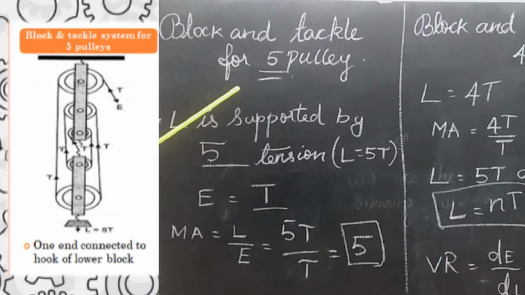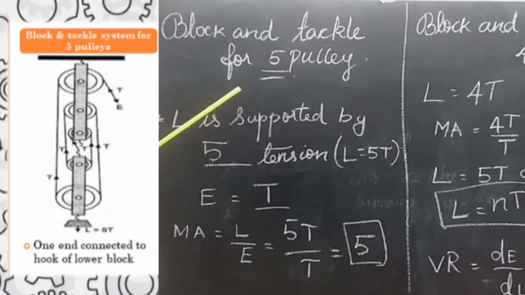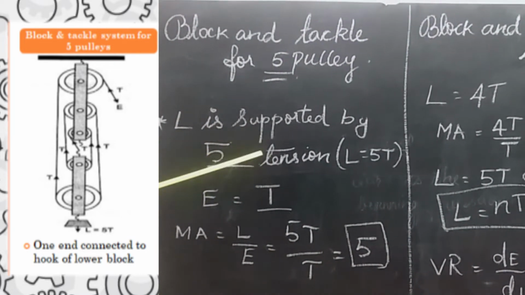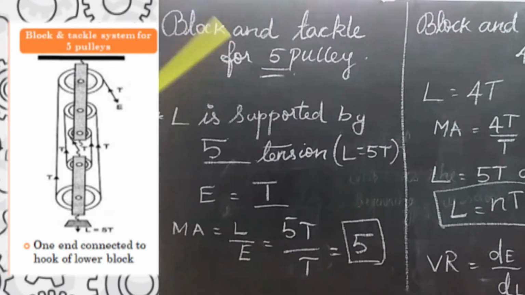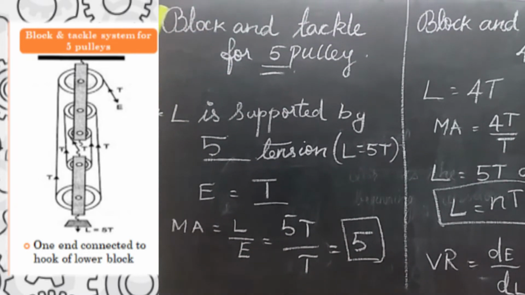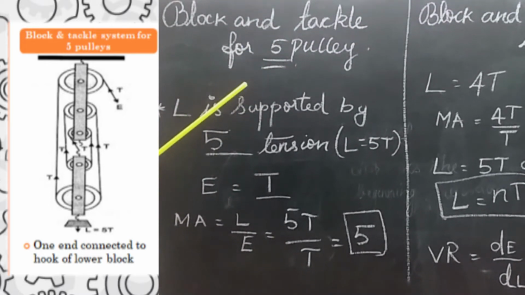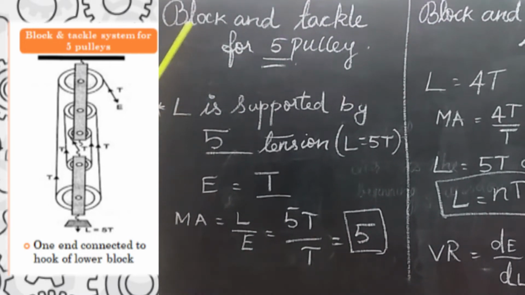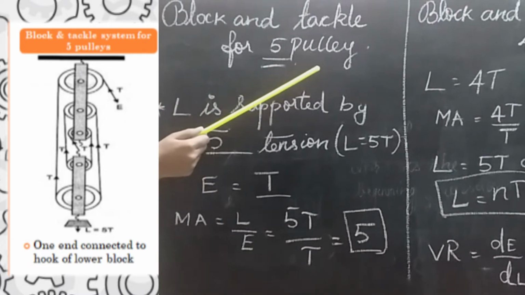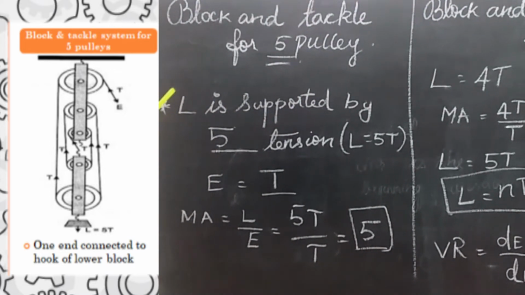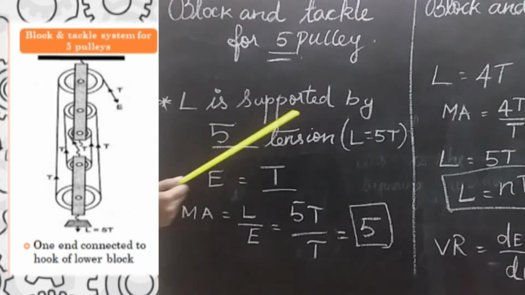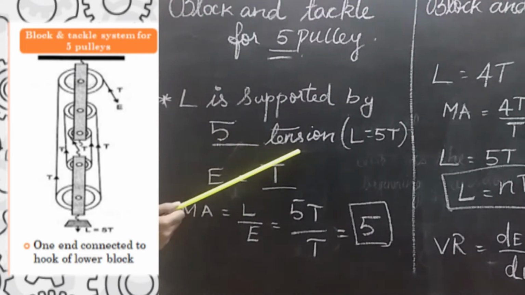So we have 5 pulleys involved, in which some are connected to the load and some are connected to the rigid support. But anyways, all these 5 pulleys are helping the load to move. So we'll call it a block and tackle for 5 pulleys. Here the load, which is at the bottom, is being supported by 5 tensions.